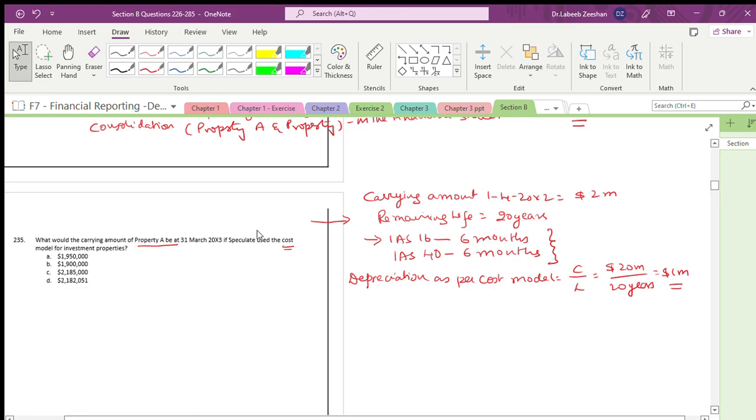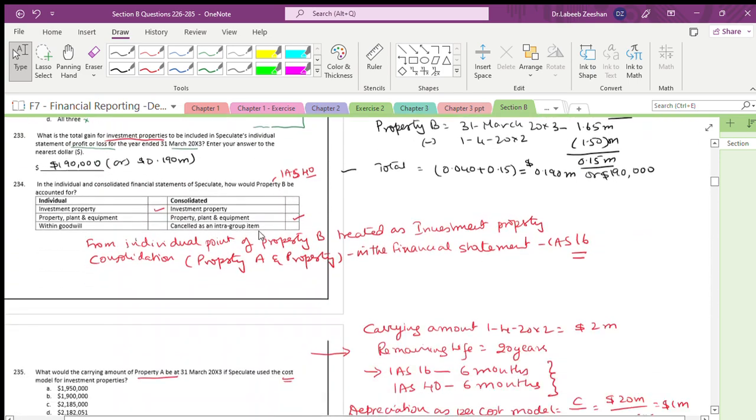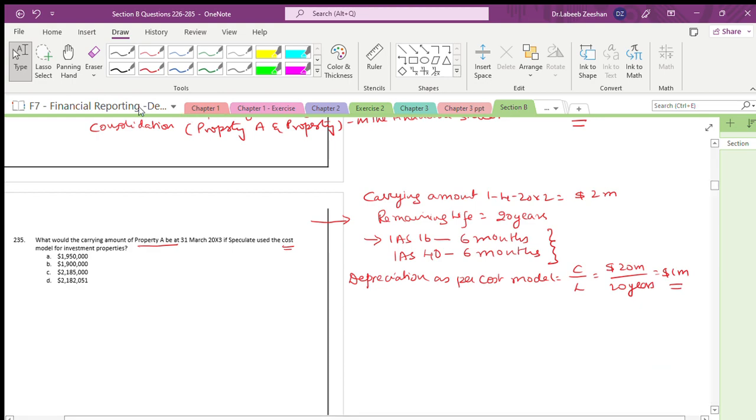20 million or how much? Sorry, it is 2 million. Two divided by 20. How much will you get? It comes to 0.1 million, or 100,000.